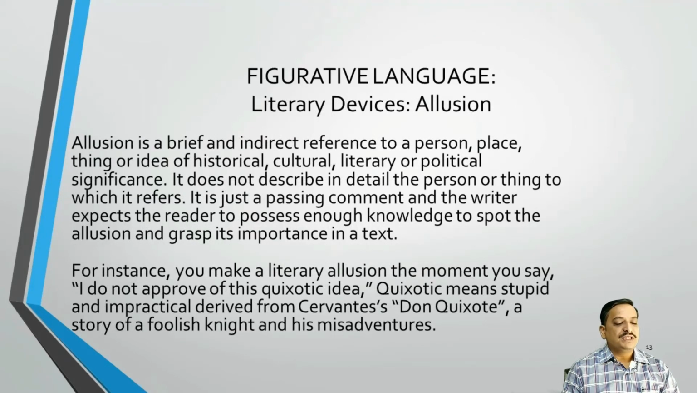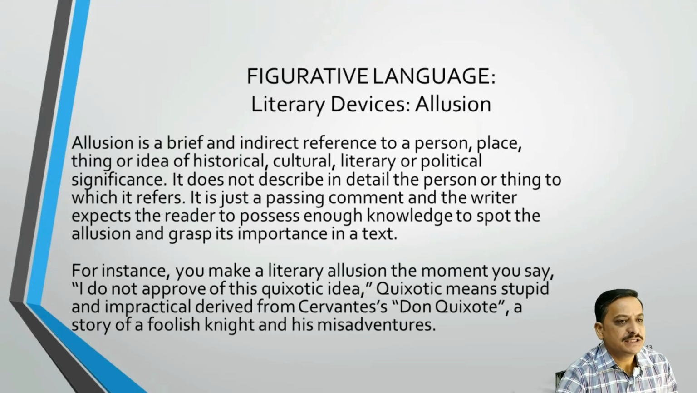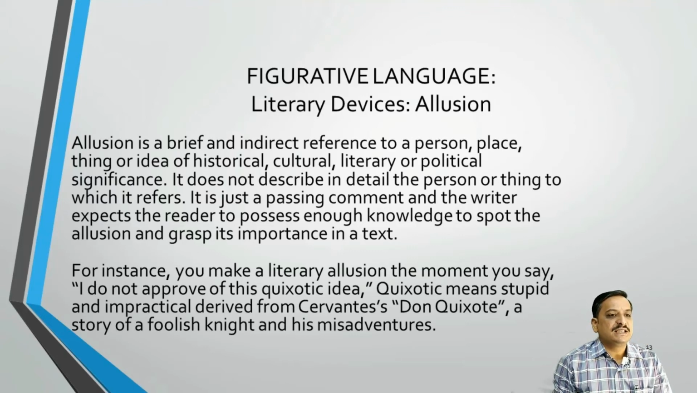Now we'll move on to the next literary device, which is allusion. Allusion is a brief and indirect reference to a person, place, thing or idea of historical, cultural, literary or political significance. It does not describe in detail the person or thing to which it refers. It is just a passing comment, and the writer expects the reader to possess enough knowledge to spot the allusion and grasp its importance in a text.